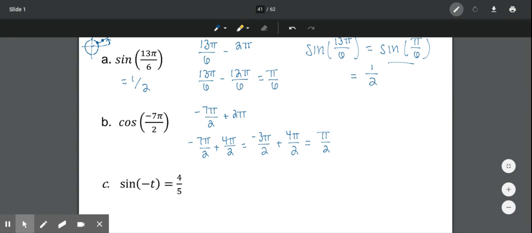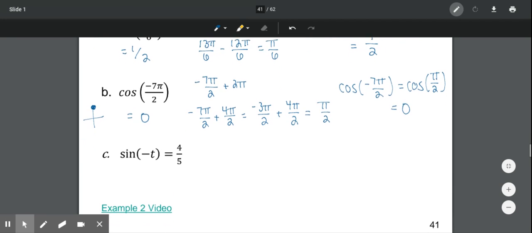So what you figured out here is that the cosine of negative 7 pi over 2 is coterminal with the cosine of pi over 2. So now you just go to your unit circle and look for where pi over 2 is. Pi over 2 is up here at the top. And the cosine up there is 0, which means the cosine of negative 7 pi over 2 is 0.